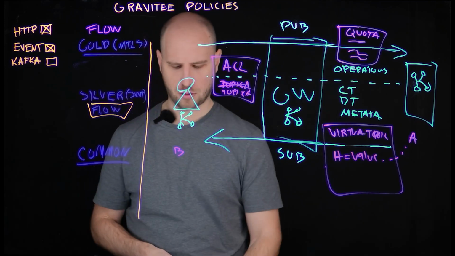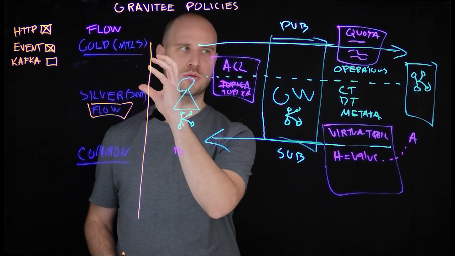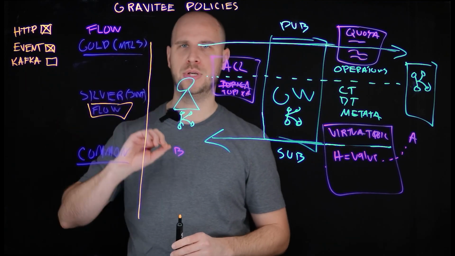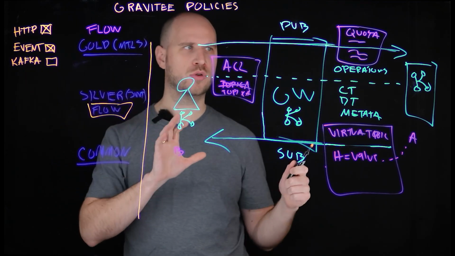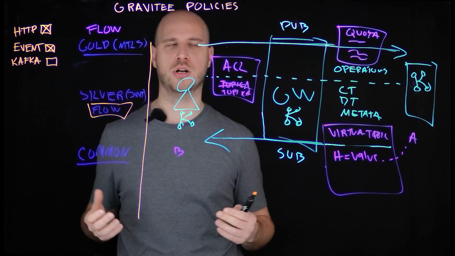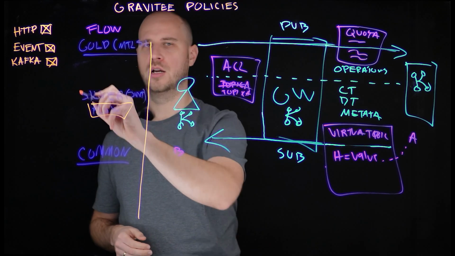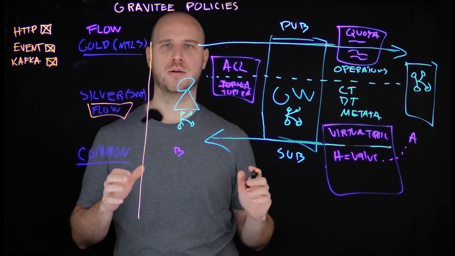So again, Gravitee Gateway can apply these policies on flows using plans on HTTP calls, on event-driven APIs like WebSocket and server-sent events on top of any broker like RabbitMQ, Solace, Kafka, and so forth, or it can apply policies on the native Kafka protocol.